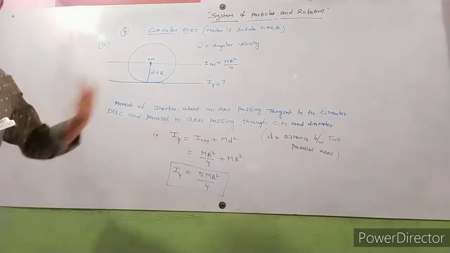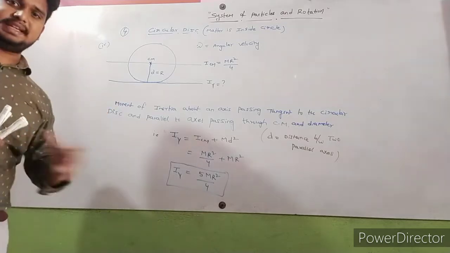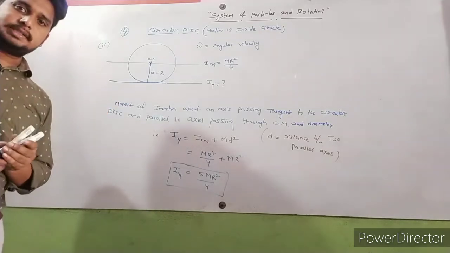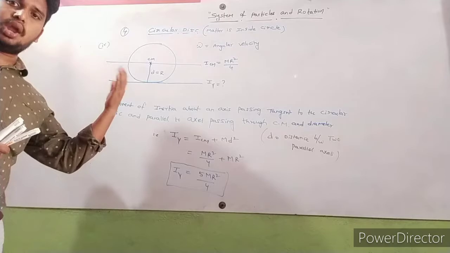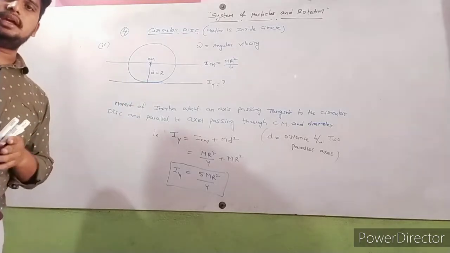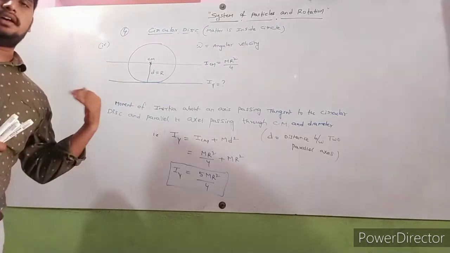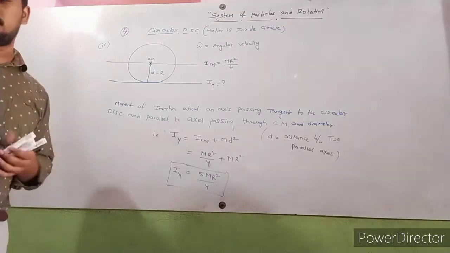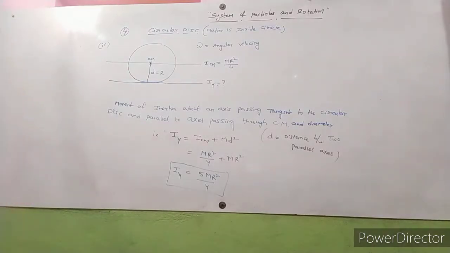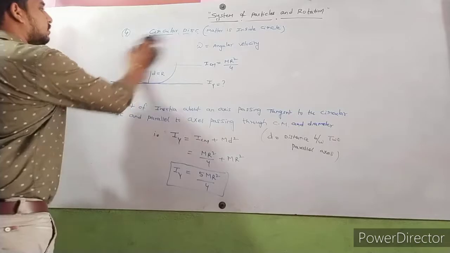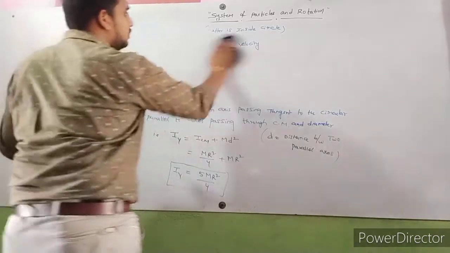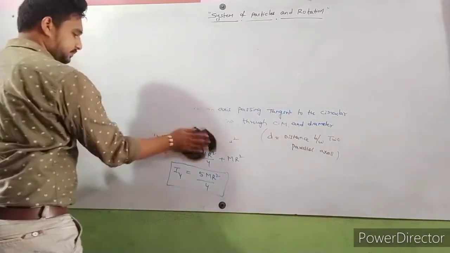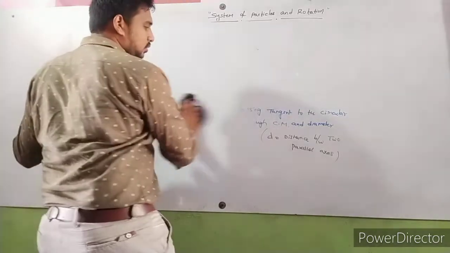So next we will discuss hollow sphere, and after that solid sphere. After that, hollow cylinder and solid cylinder we discuss. Next, fifth one, hollow cylinder.